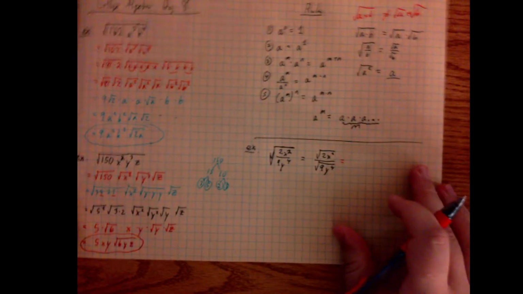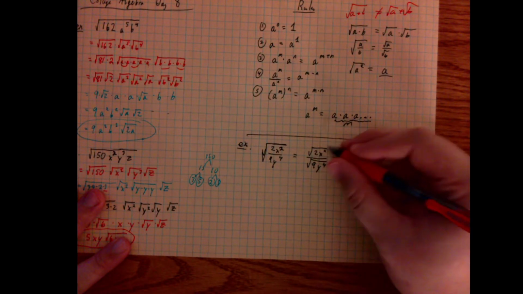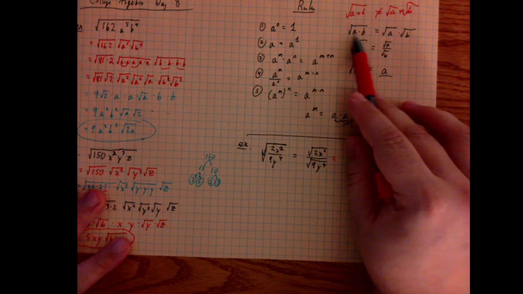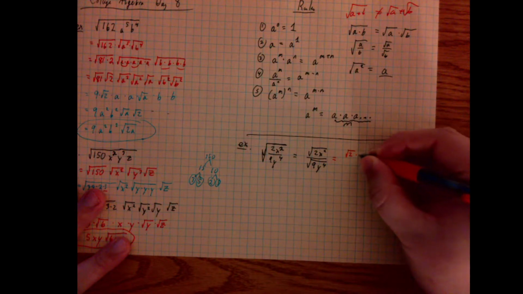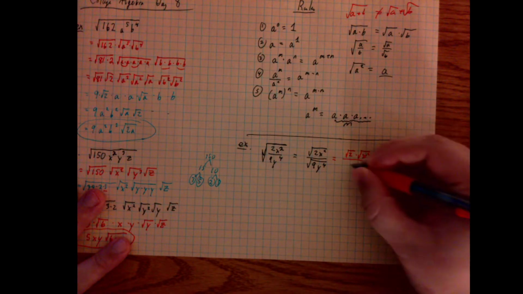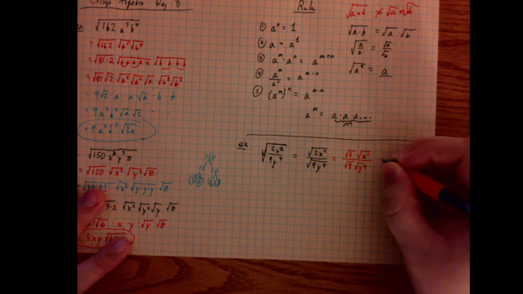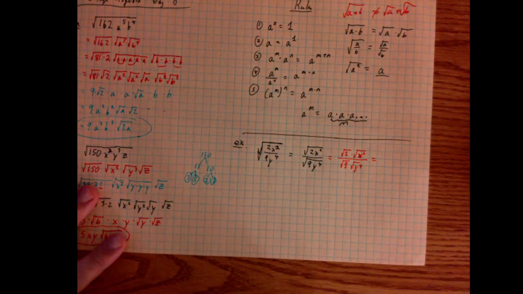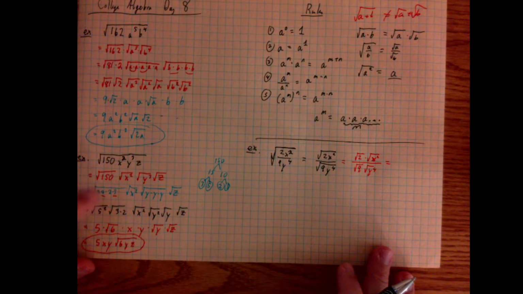From here, one of the things I can do is I can take each of these top and bottom radicals and use this first property up here to split them into separate ones. So I can do square root of 2 times square root of x squared, over square root of 9 times square root of y to the 4th. Now, at this point, I'm going to showcase one of the ways you can do this process a little bit faster.